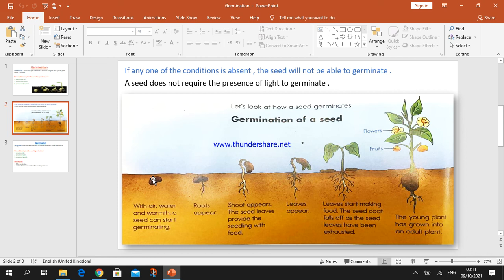So again, I will repeat it. A typical seed is composed of 3 main parts. Number 1, seed coat. Number 2, seed leaves. Number 3, embryo. Number 1, seed coat, okay, it's the cover of the seed, and this cover protects the seed from injury and drying out, okay. Number 2, seed leaves contain nutrients or food, okay, which supply the nutrients and food to the embryo, okay, to grow. And the last part of the seed, the embryo, is the baby of the plant.